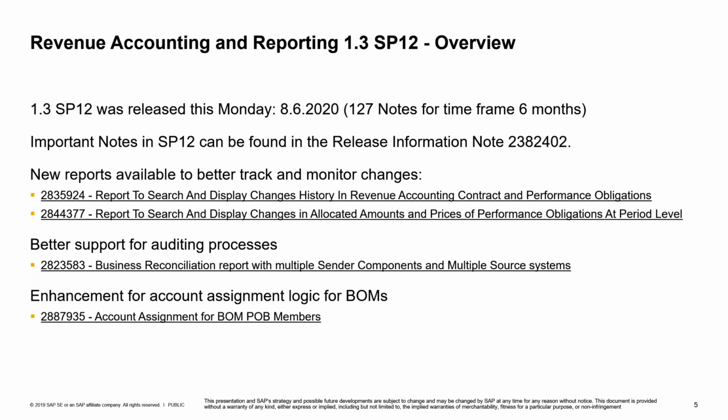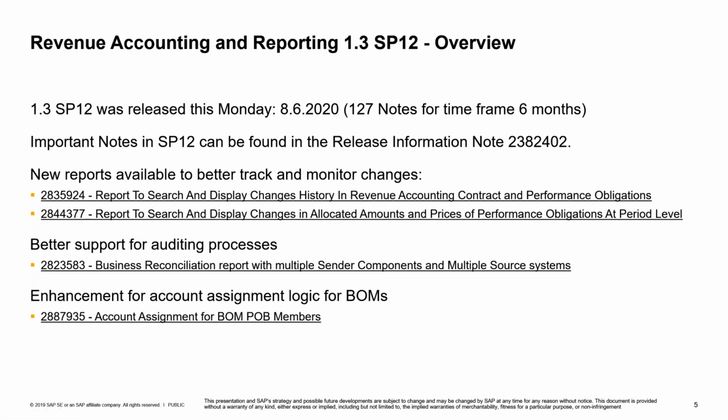The main focus was on some enhanced tracking capabilities. For instance, there's a new report available for displaying and searching for change items. There is an additional report to explain allocated amounts and how price changes worked. We also did enhancements for the business reconciliation report. That report was initially only available for the sales and distribution component, SD, but we also added that you can reconcile data, for instance, from FICA. And then there are some enhancements around account assignments for bill of material items.